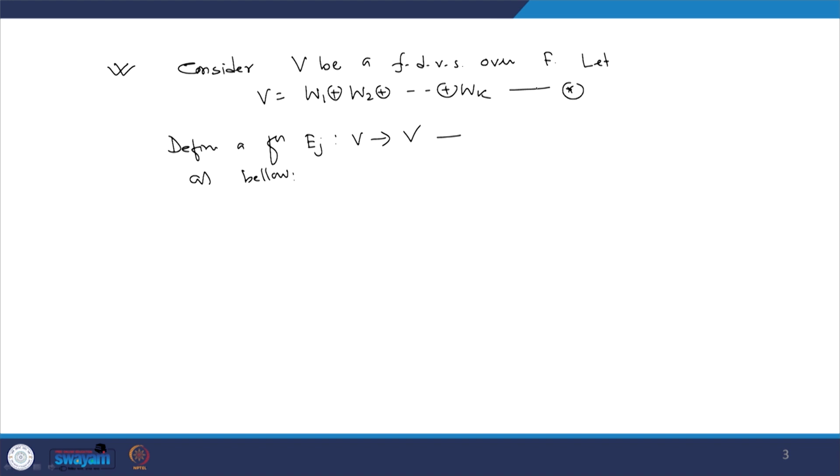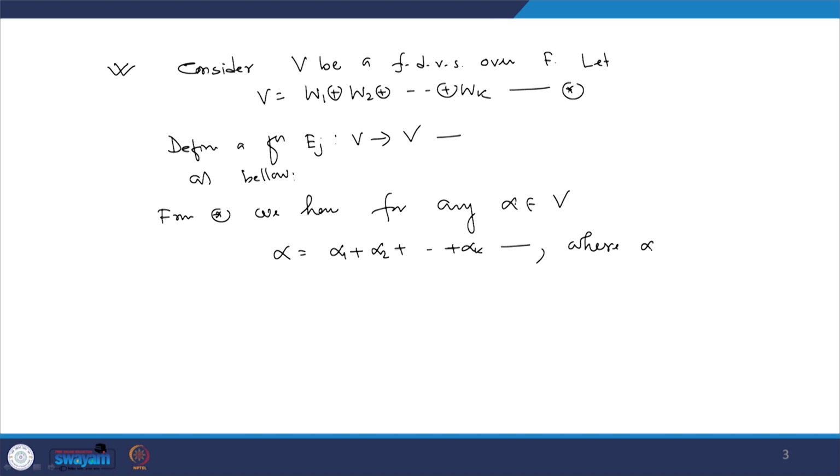From the start we have, for any alpha belonging to V, alpha is equal to alpha 1 plus alpha 2 plus alpha k, where alpha i belongs to Wi, and this expression is unique.